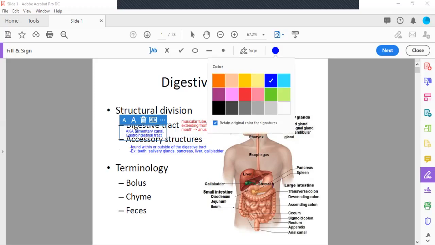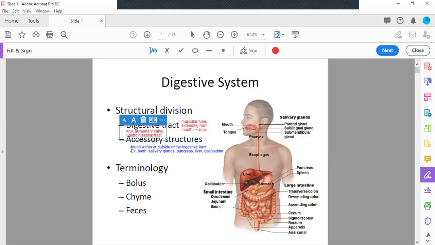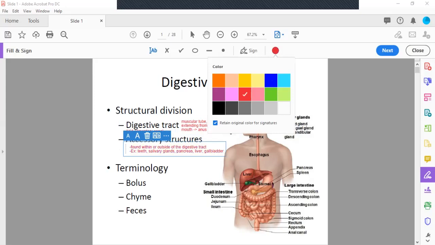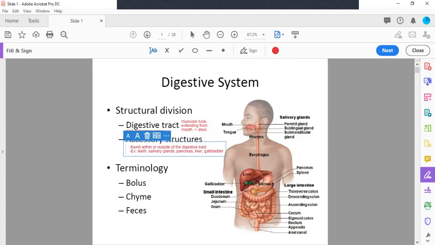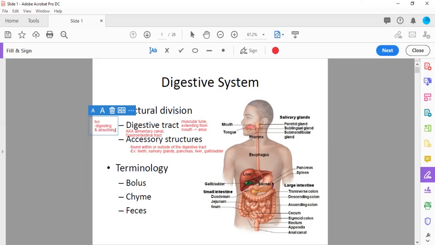Now, what exactly are the functions of the digestive tract? Well, simply put, function-wise, the digestive tract is involved with digesting and absorbing. There are more functions involved, but these are just the major functions: digesting and absorbing.